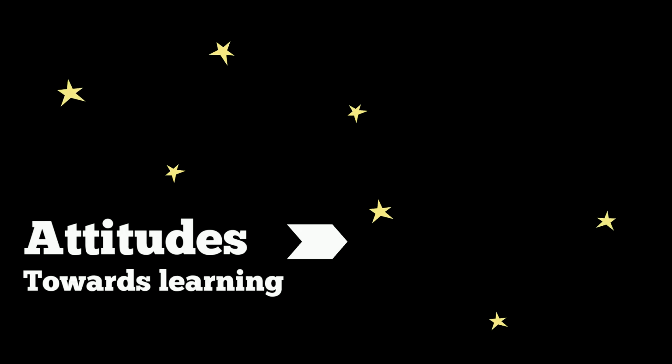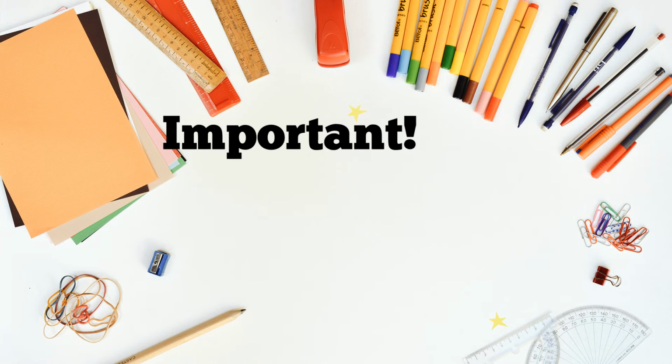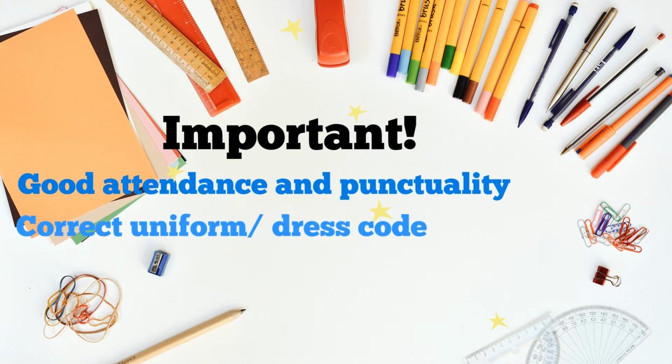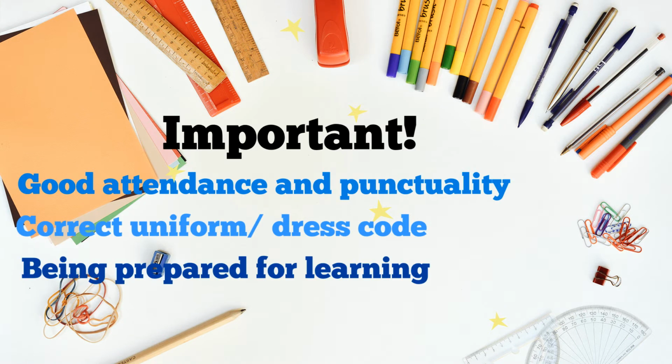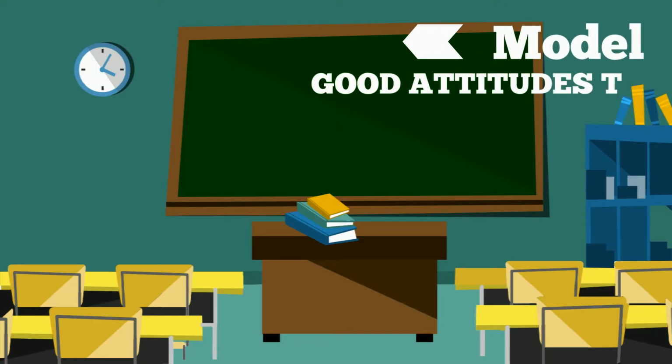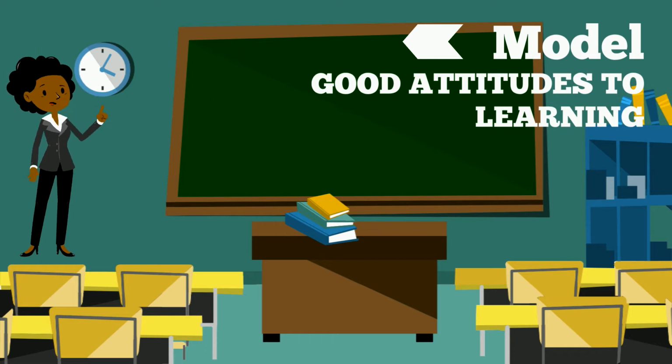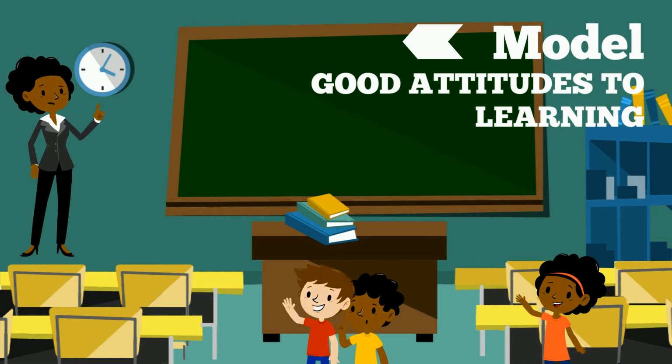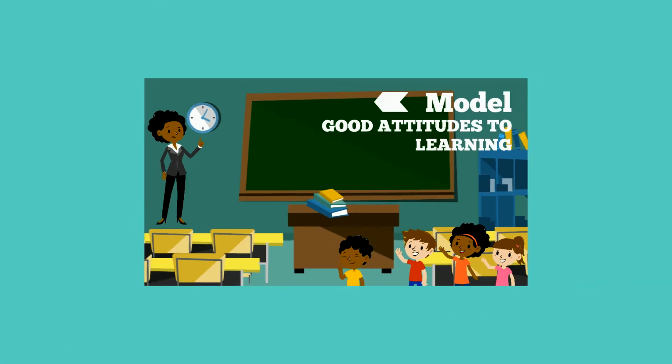The next area that we need to help our students with is attitudes towards learning. So teachers need to make sure that they tell the students the importance of having good attendance, punctuality, correct uniform, and preparedness for learning, which includes having the right equipment for lessons. But also importantly, teachers need to model these good attitudes. That means being prepared for the lesson right from the beginning as students enter the class, because if you're prepared to teach, they should be prepared to learn.